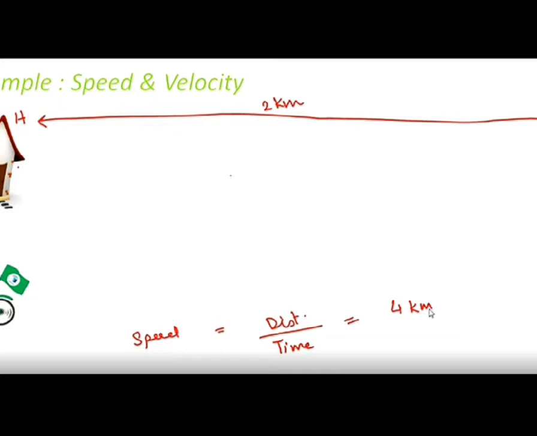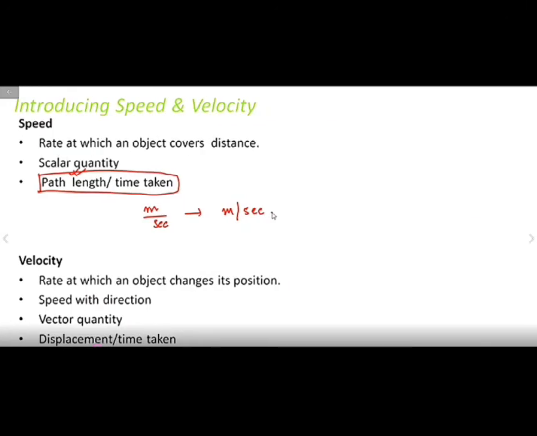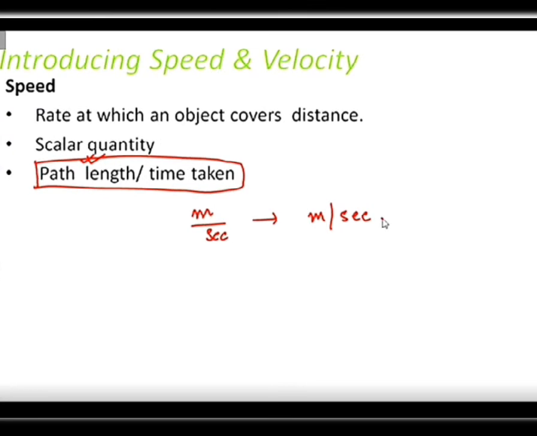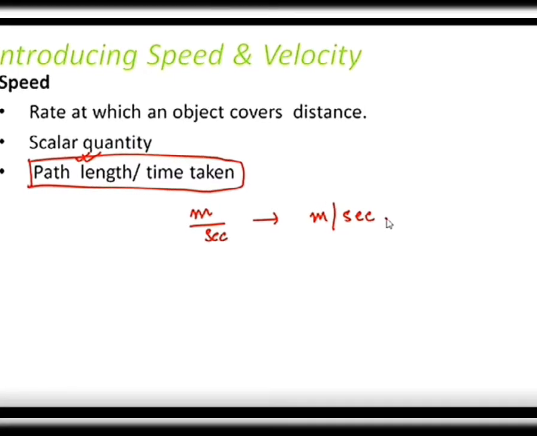So how do we mathematically calculate speed? As we know, speed is the rate at which an object covers distance. So speed is the distance traveled divided by time taken. Distance is also known as path length. So speed is the total distance covered, or the total path length, divided by the total time taken. Speed is a scalar quantity, dependent on the scalar quantity distance.